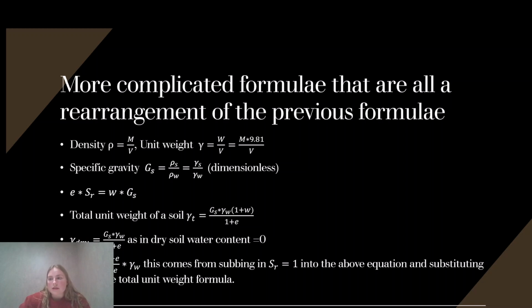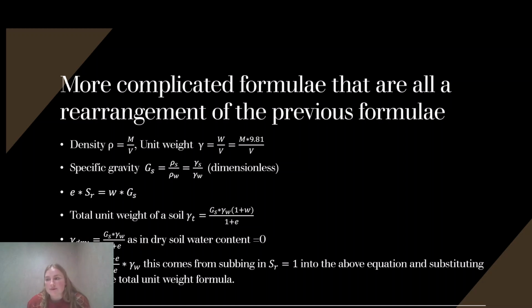Some more complex equations start to come in, and these are very specific to soils. They're not just your general volume and mass equations. The first thing to remember is density, and density is how tightly packed the soil is within a certain space. The concept becomes more important when you're looking at compaction in week 2. And for phase relationships, unit weight is more commonly used than density. Unit weight is the weight over the volume, so it's just another representation of how densely your sample is packed.